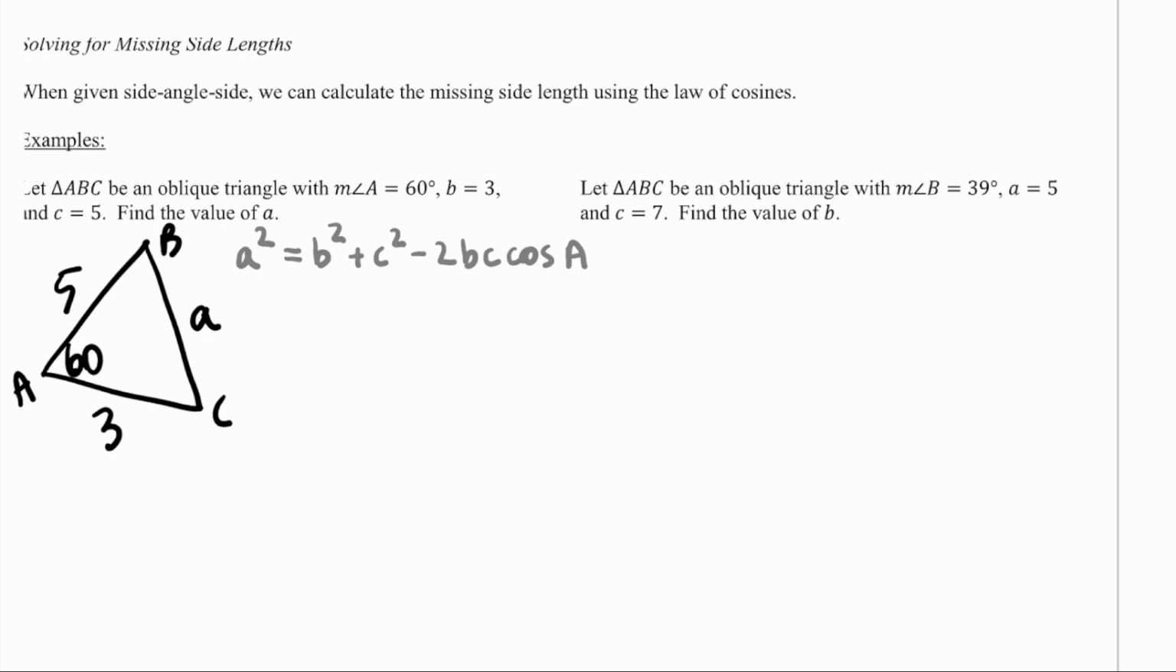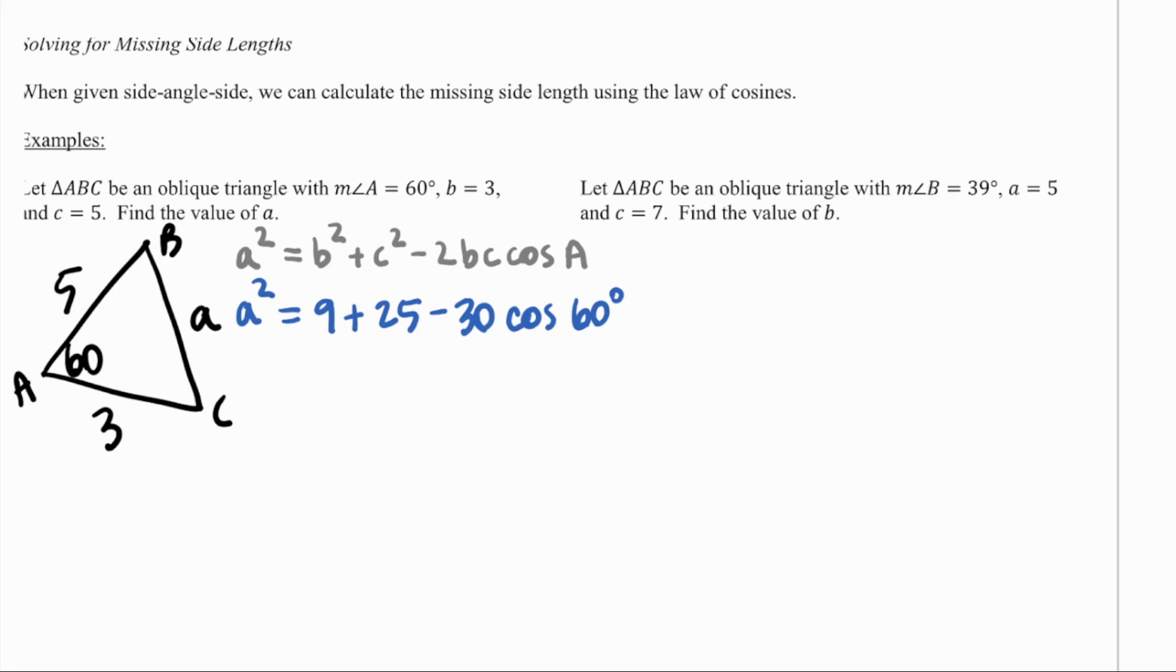Okay, I'm just going to plug in all the stuff and then eventually take the square root. So I'm going to say a squared is equal to b squared, which is 9, plus c squared, 25, minus 2 times b times c, that would be 30, times the cosine of A, which would be cosine of 60 degrees.